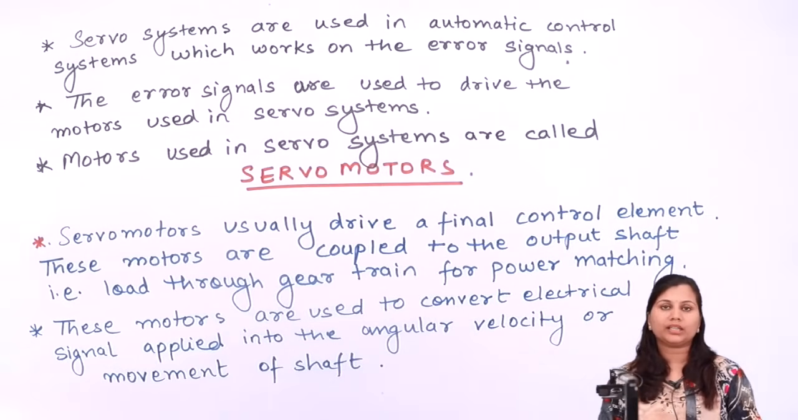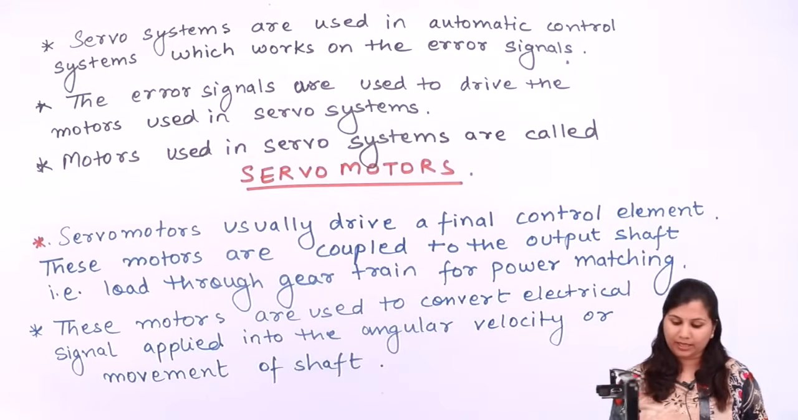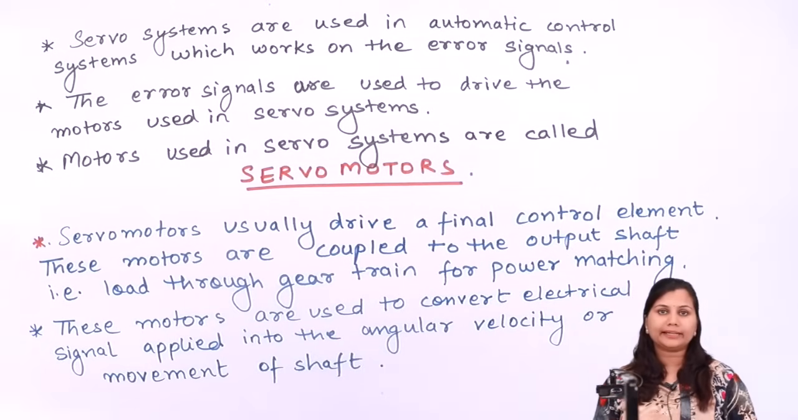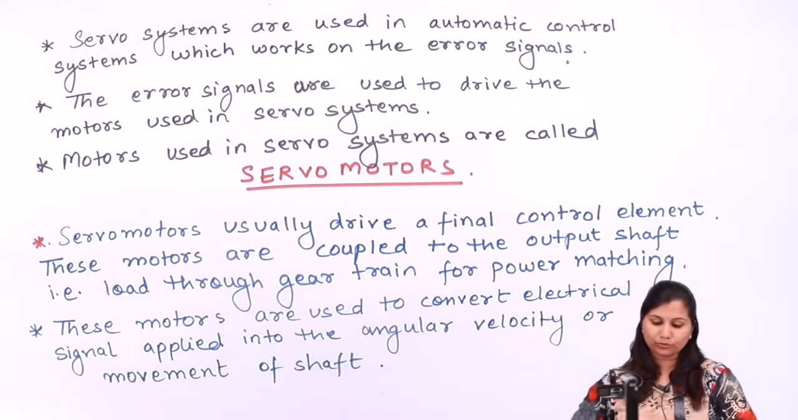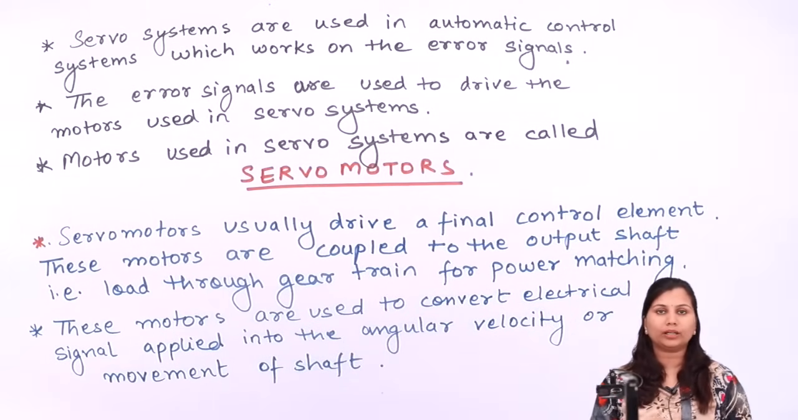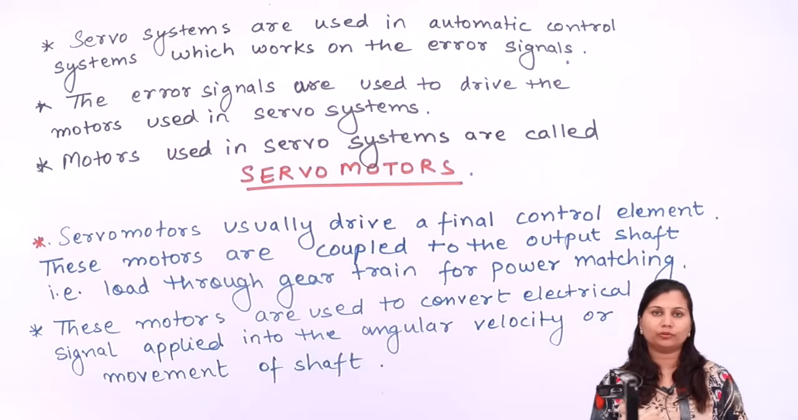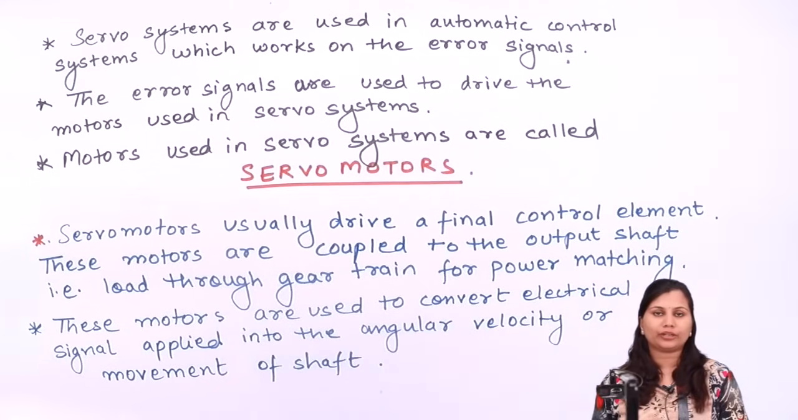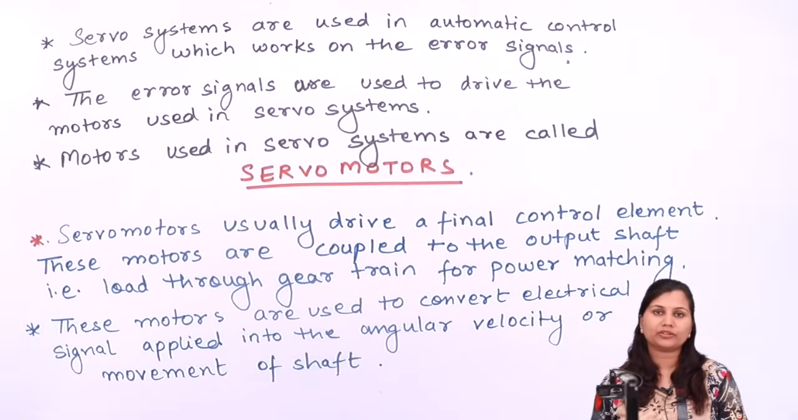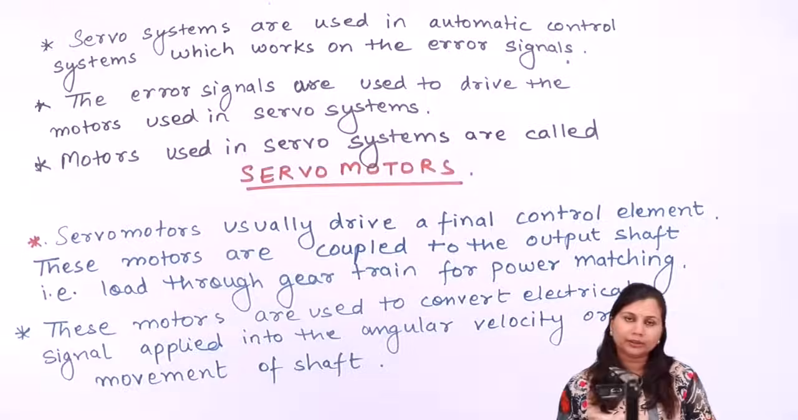So why are we using these servo motors in control systems? These motors convert the applied electrical signal into angular velocity, that is, they convert an electrical signal into a mechanical signal, which is the angular velocity or the movement of the shaft. The electrical signal which we apply to the input of the servo motor causes the rotation of the shaft, and the angular displacement of the shaft is the output of the motor.